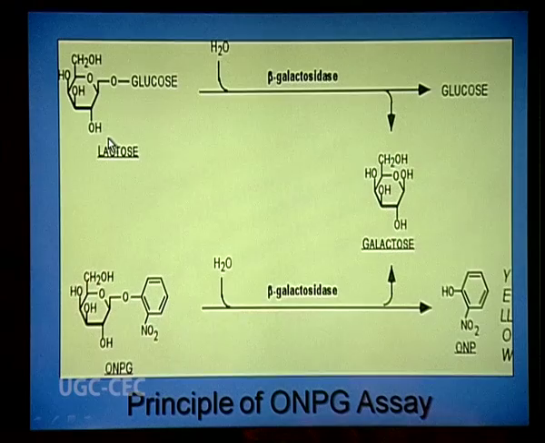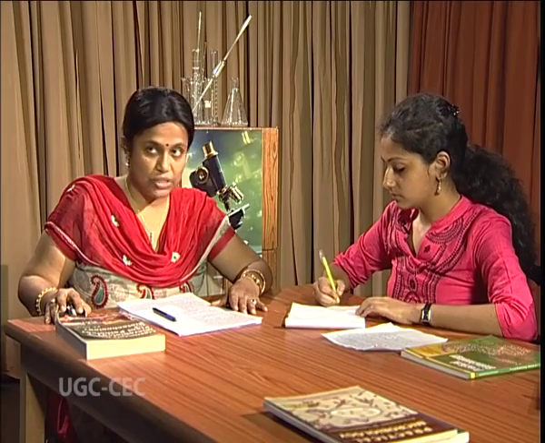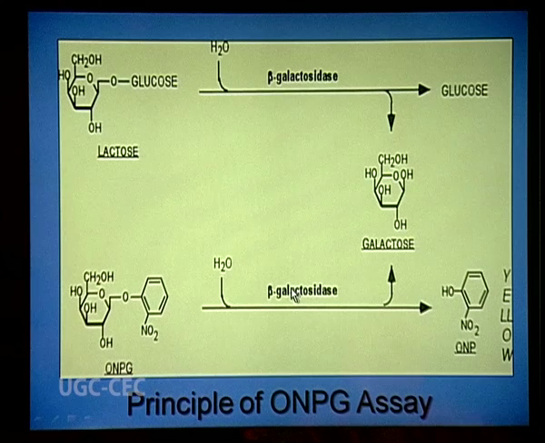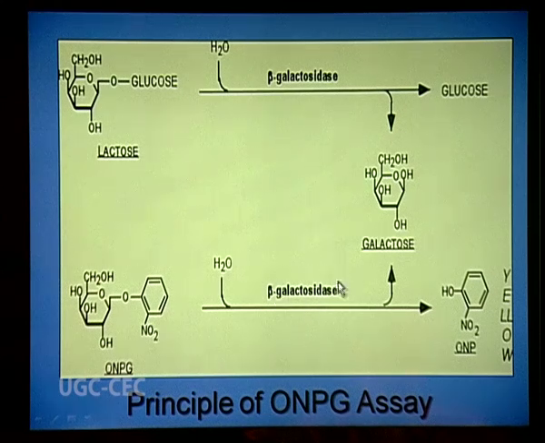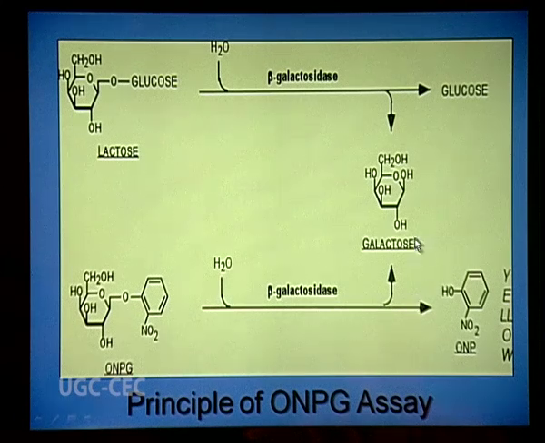Normally, lactose comprises a galactose moiety and a glucose moiety, which is broken down by the beta-galactosidase enzyme to produce glucose and galactose. In ONPG, we also have a galactose moiety, which is attached to an orthonitrophenol group via beta-galactosidic linkage. And it is again broken down by beta-galactosidase. If E. coli produces beta-galactosidase, then this linkage will be broken and we will get back a galactose molecule and orthonitrophenol. This orthonitrophenol imparts yellow color, which can be measured spectrophotometrically.